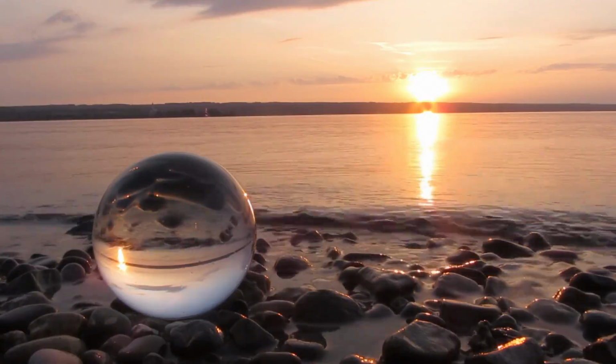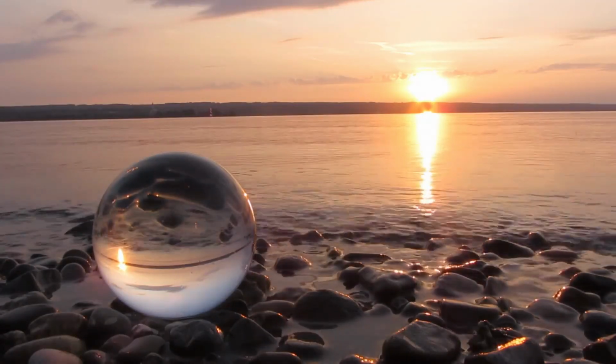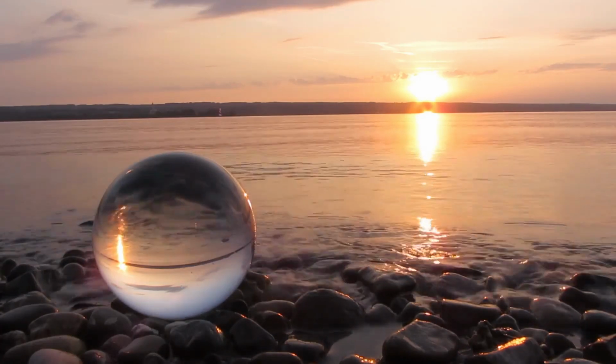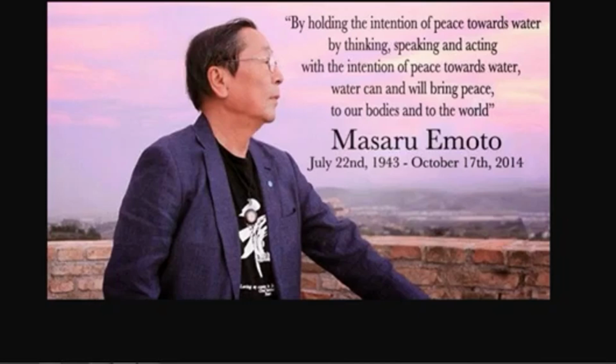Before I show the water frequency test, I want to show what different words and prayers will do to your water. We're looking at a photo of Dr. Masaru Emoto. If you haven't heard of him, you really should have, because he conducted some famous experiments that showed the power of thought, the power of words, the power of intention, and it was all about working with water.